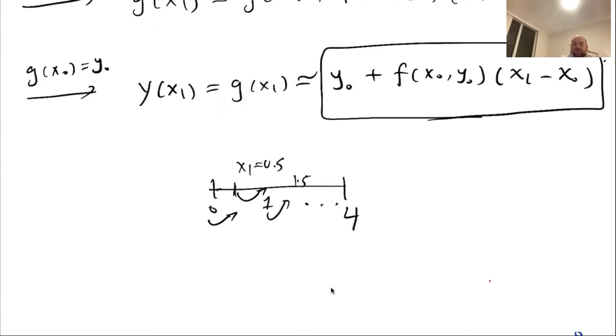So we can define a step size, which we can call h, by dividing the whole interval from x naught to x1 into n equal subintervals, and we can go from x naught to x naught plus h, then from x naught plus h to x naught plus 2h until we reach x1.